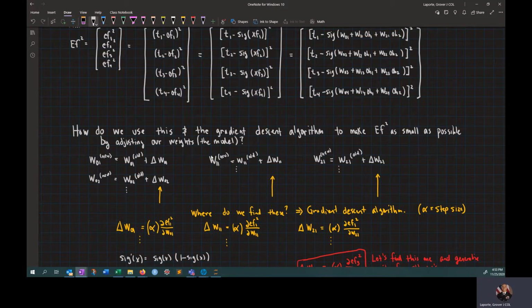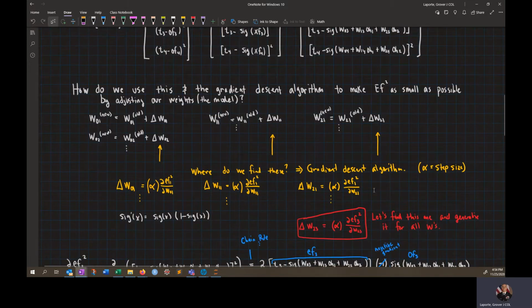In this case, it'll be W11. In this case, it'll be W21. And I put the dot there because I didn't want to write this out for each one of these. But if I was looking for W12, W13, W14, we could do 21, 22, 23, and 24, because those are all W's that are in my functions up here. All right, so where do we find these? We use the gradient descent algorithm, and we're going to let alpha be the step size on each one of these.